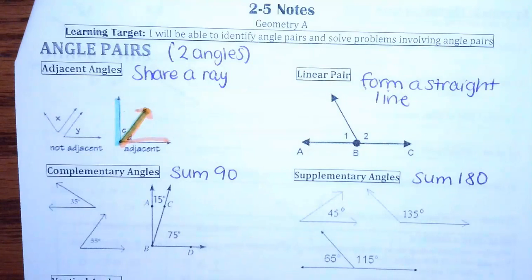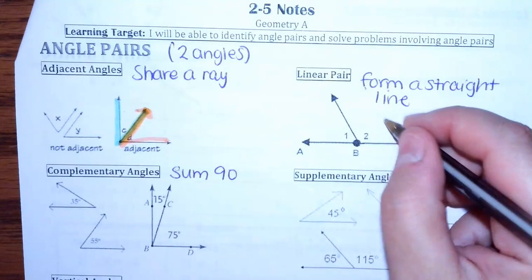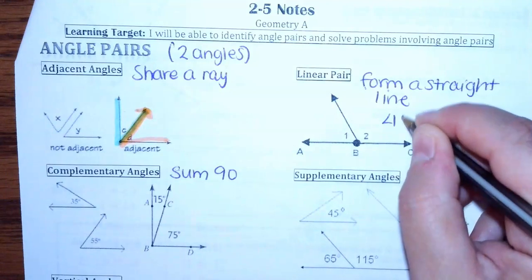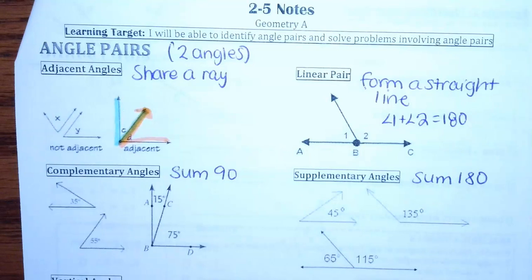Linear pair, two angles that form a straight line. If you have an angle pair like this, angle 1 and angle 2, because what we know about a straight line, those two angles will add up to 180. So any linear pair is also going to be what's underneath here, which is that they sum to 180 degrees.